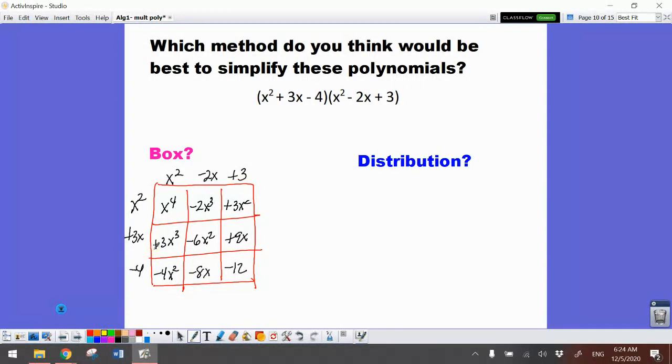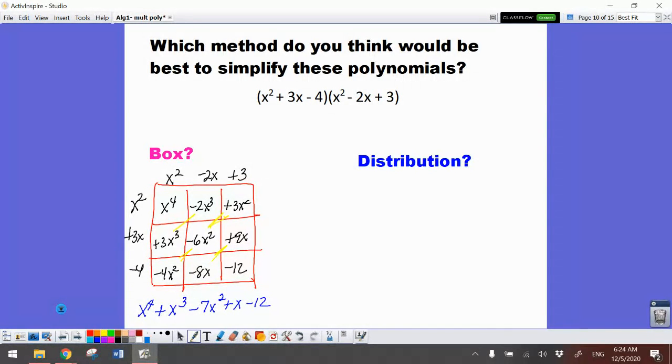Okay, so combining, I need to combine here, here, and here. So 3 spots, okay? So the x to the 4th is going to pop out. I have 3 minus 1. That is a positive 1. So I'm just going to write an x cubed. I have a negative 4, a negative 6. That's a negative 10. Plus 3 is a negative 7. X squared. Notice the powers are not changing. Negative 8 plus 9 is a positive 1. And I have my negative 12.